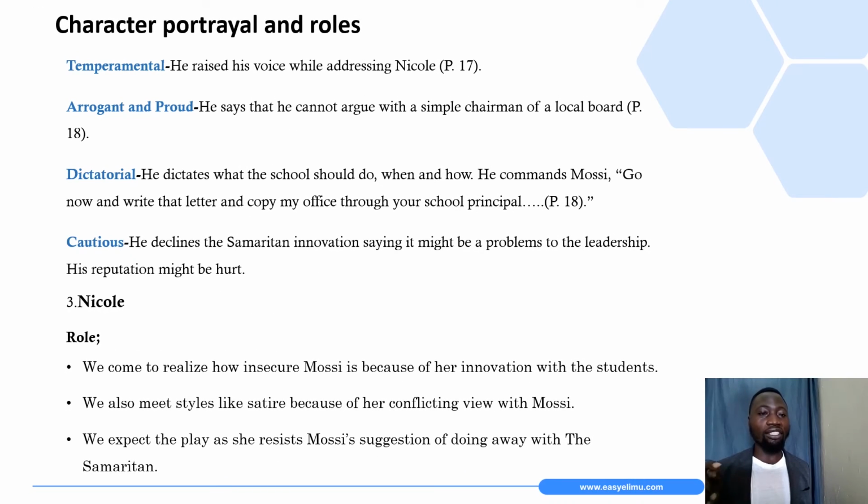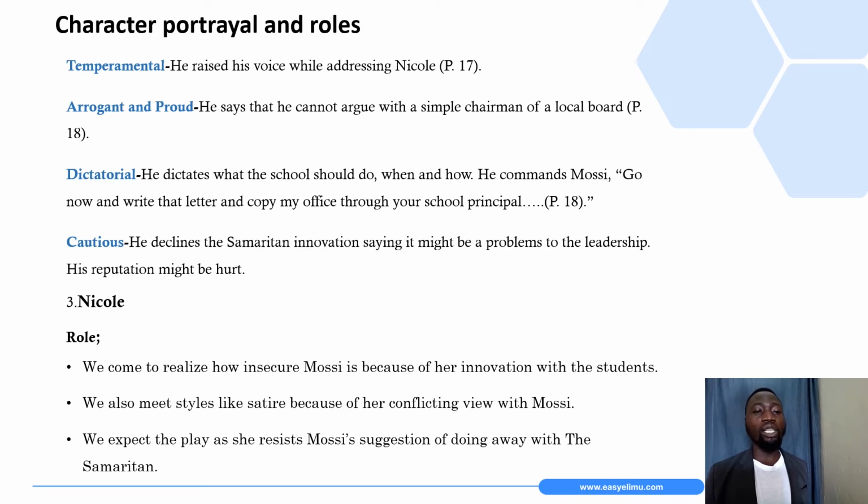Another portrayal is that he is temperamental. On page 17, we are told that he raised his voice while addressing Nicole. That is after failing to reward the Samaritan app, and now asking Nicole to do what? To discard it. So again, we are told that he is arrogant and proud, or pompous. He says that he cannot argue with a simple chairman of a local school board. That is on page 18. Remember the name of the chairman of the local school board is Piro.